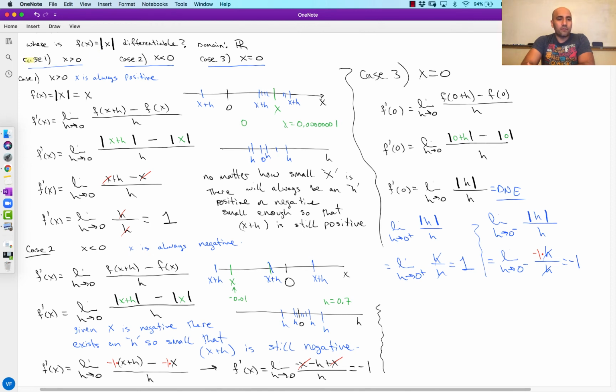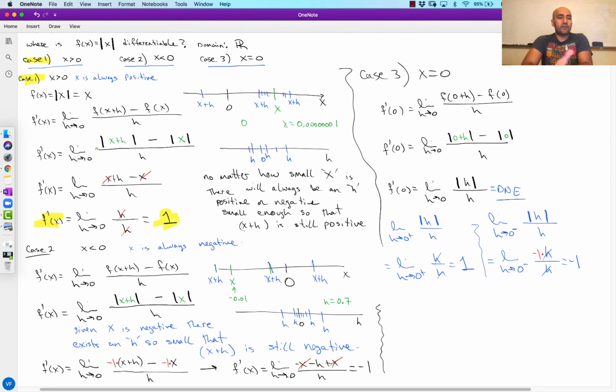Case 1 is when x is strictly greater than 0. That means it's a positive number. That's this case right here, when x is greater than 0. We did our work and we found that the derivative is equal to 1, right? So the derivative equals 1 in this case.